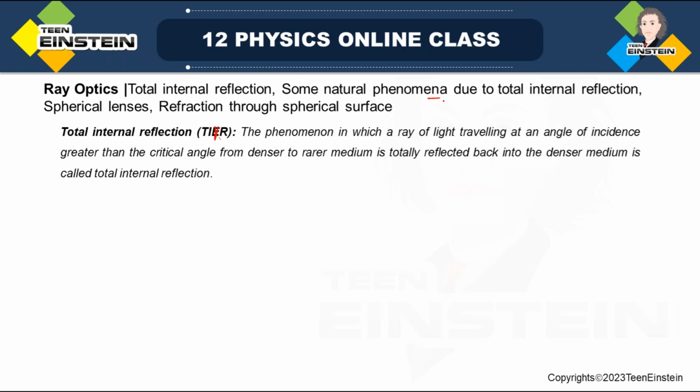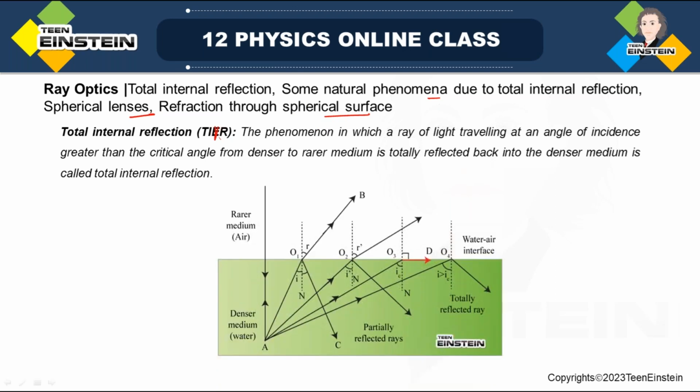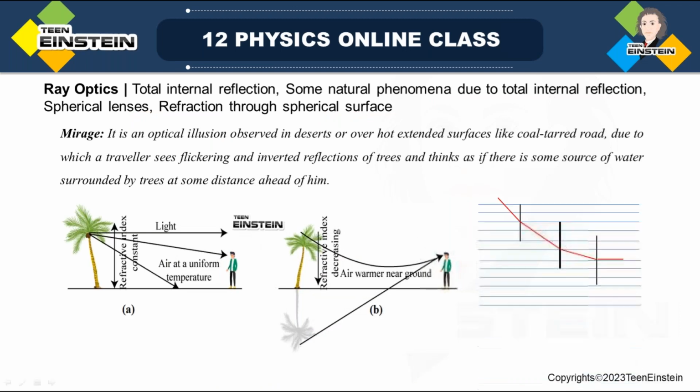So today I'll discuss a few more phenomena related to total internal reflection, TIR, and then I'll move on to the spherical lenses, and we'll discuss the terms related to spherical lenses, and we'll go for the refraction through spherical surfaces. We'll discuss how refraction happens through spherical surfaces. Okay, so I'm not repeating these things that I have already discussed because we have a lot of content to cover today.